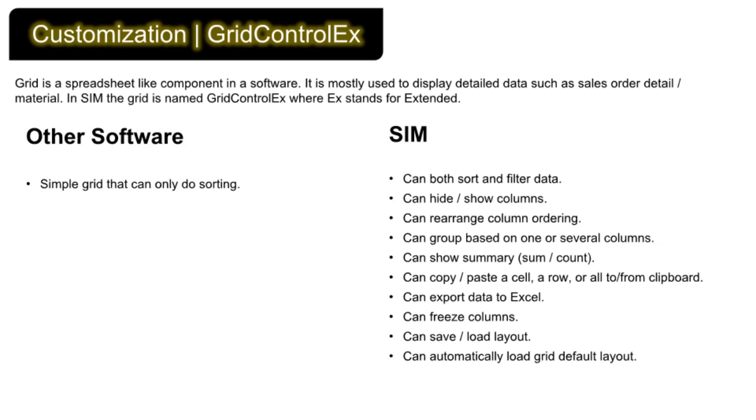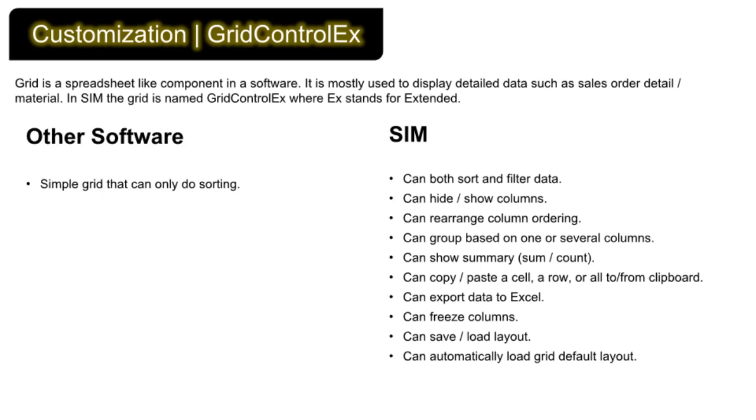You can both sort and filter your data. Maybe you do not need certain columns. You can hide them if you want. You can move a column to the front or to the back. Grouping based on one or more columns is supported too. You can show a summary such as sum or count as if you are working with an Excel spreadsheet. You can copy-paste a cell, a row, or even all data in the grid.